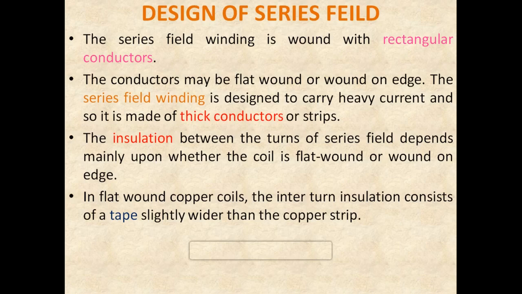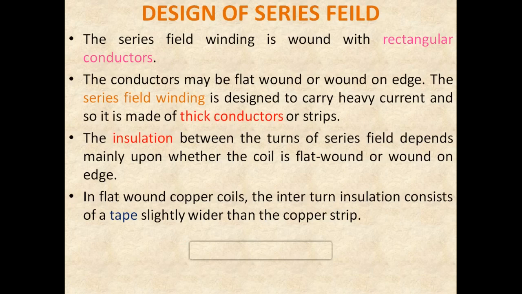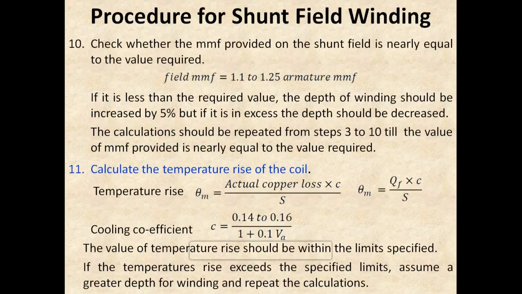The only difference which you must remember is that in the case of a compound machine, the MMF to be developed by the series field is only 15 to 25% of the full load armature MMF. In the previous case it was not like that. In the case of a shunt machine, the MMF to be developed by the shunt field winding was 10 to 25% more than that of the armature MMF.